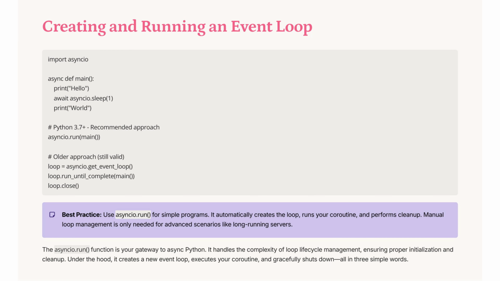Creating an event loop in Python is straightforward with asyncio. Use asyncio.run for simple programs. It manages the loop lifecycle, ensuring proper setup and cleanup. For advanced scenarios, manually manage the loop with get_event_loop, run_until_complete, and close. This approach is essential for long-running servers requiring precise control.